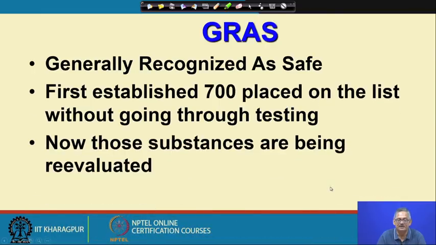Now, some terms which we come across are called GRAS, that is, generally recognized as safe. This comes under the purview of additives. There are some substances which are generally recognized as safe, and that can be safely utilized or added. This was first established with a list of substances placed without going through testing, right? So, if your item falls under that list of generally recognized as safe, then you can directly add it without testing, right? Now, those substances are being re-evaluated, of course, because this is what science is.